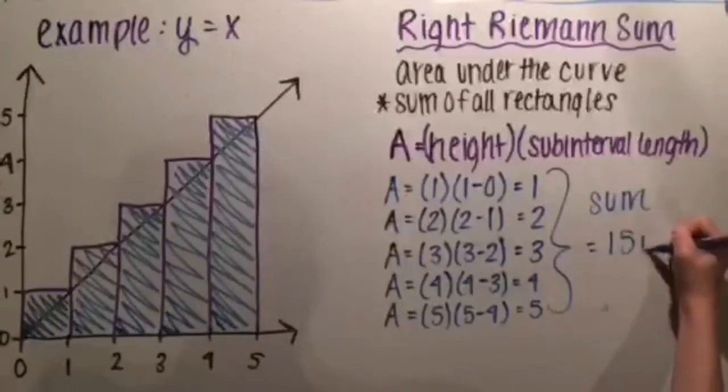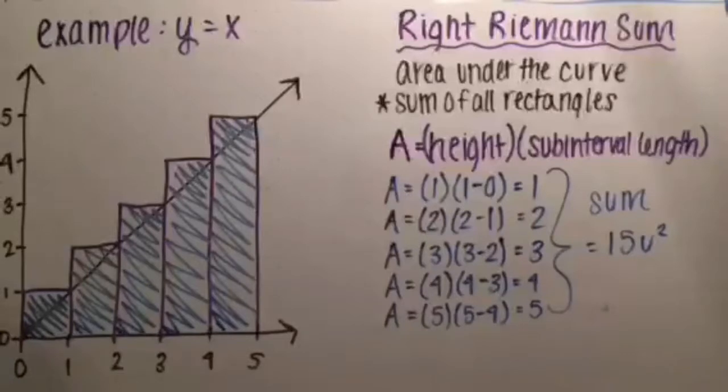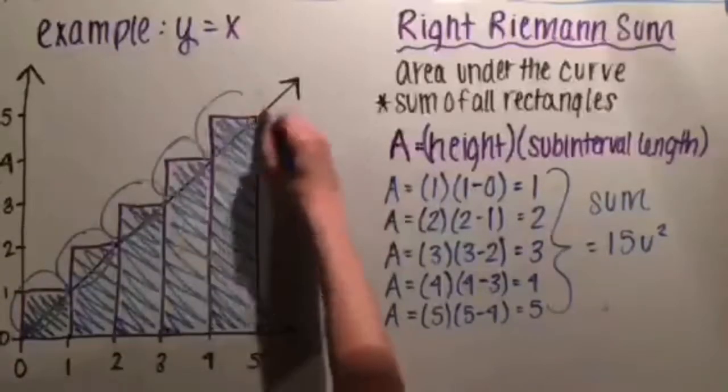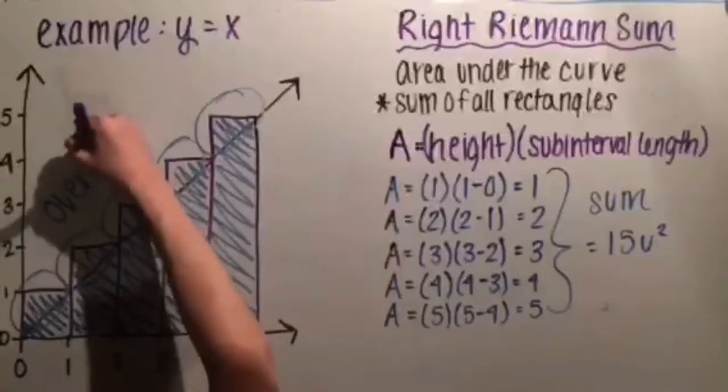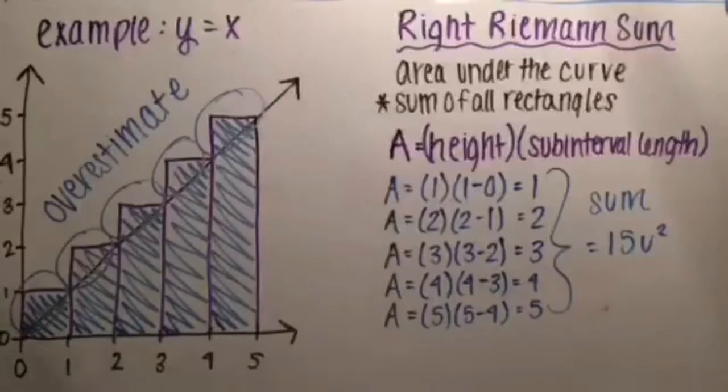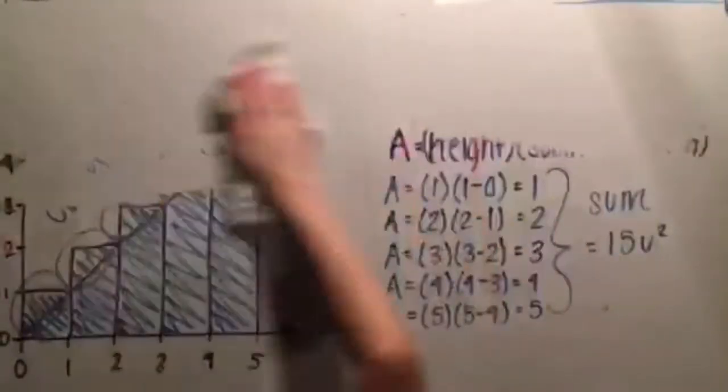Once again, fast forwarding gives us a total sum of 15 units squared for the equation y equals x from 0 to 5. Now, with the same equation y equals x, a right Riemann sum gives us an overestimate since there is extra space above the curve.